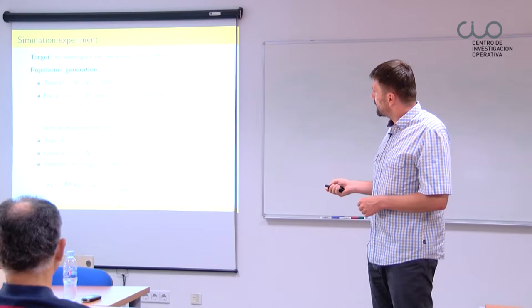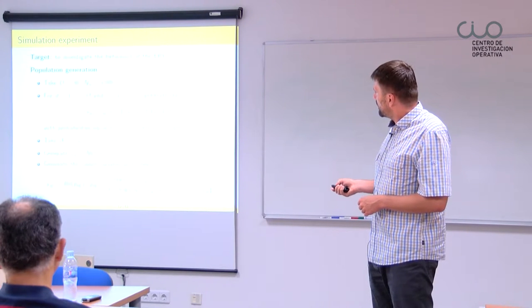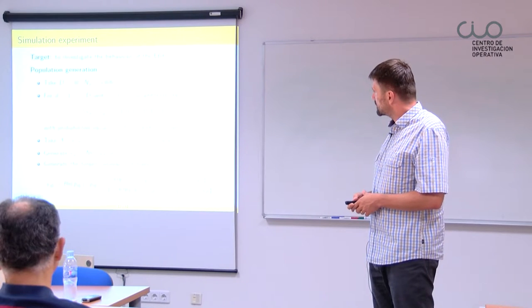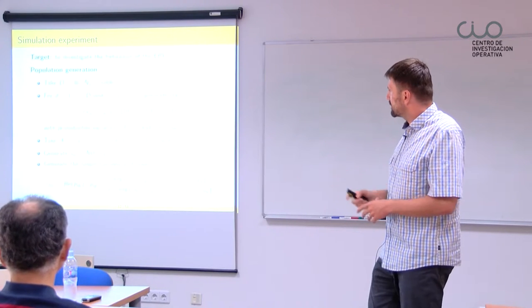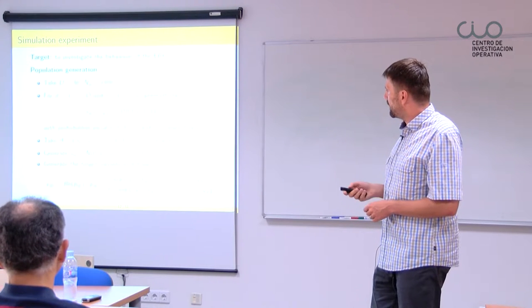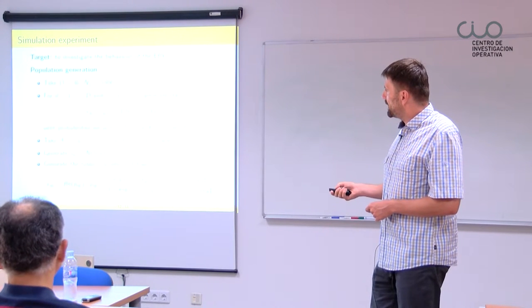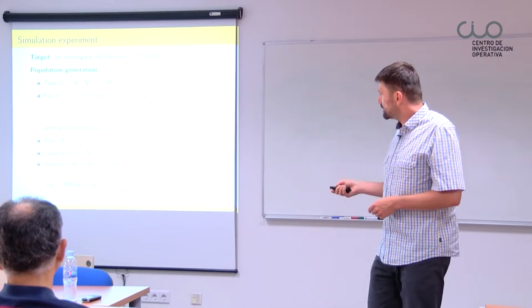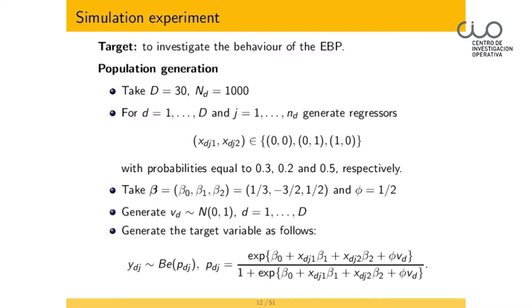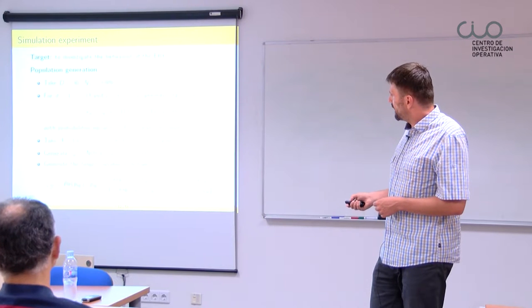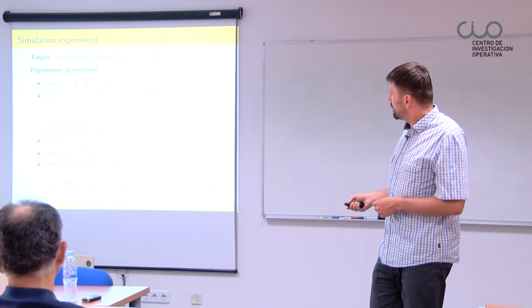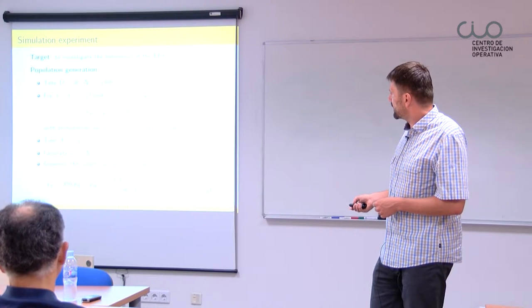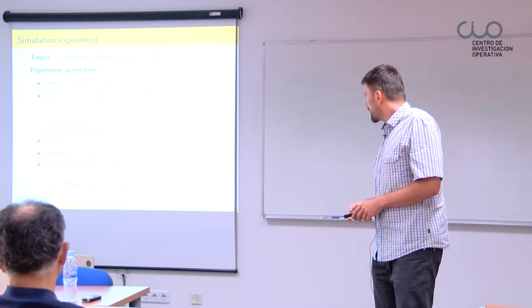We selected some values of the parameter beta and the standard deviation of the random error. All the parameters are chosen so that we are close to the real data set. And we generate a set of random effects. And at the end, we generate the target variable for the population. The target variable Y has a distribution with the probability given by this formula. So we have our two regressors, we have some intercept, and we have the random effect, which gives some variability between domains.